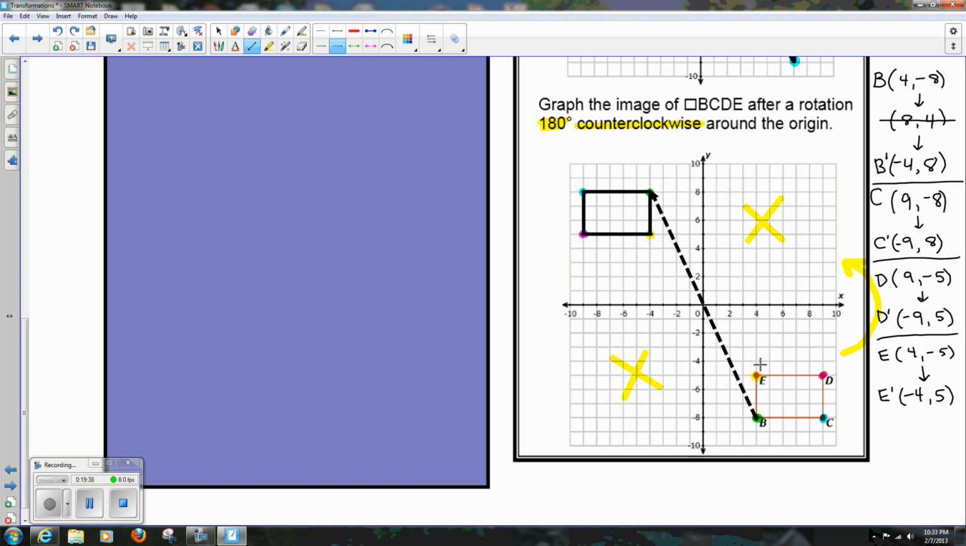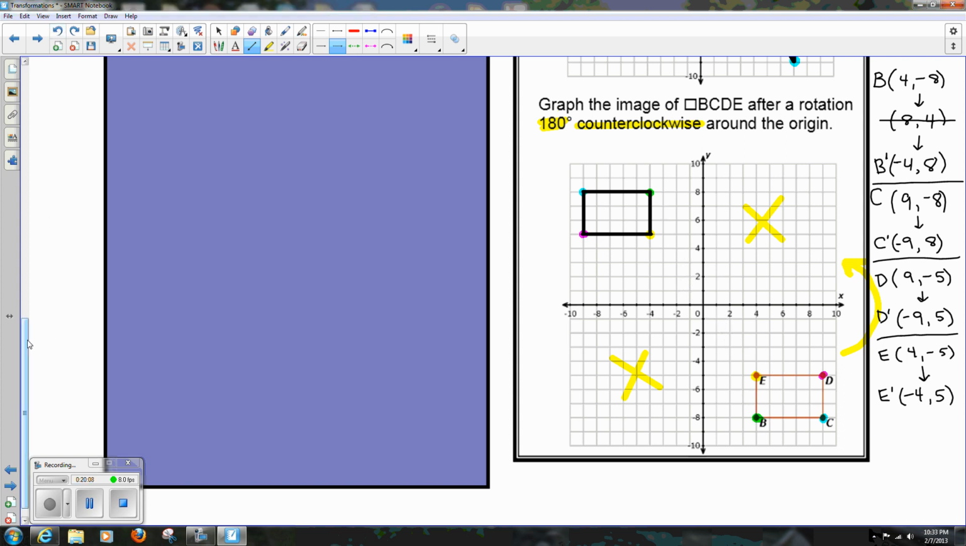So the same thing, if we do the same thing with C to C prime through the origin, it's a 180-degree angle. D to D prime through the origin, 180-degree angle. And E to E prime through the origin, makes a 180-degree angle. It's kind of nifty.